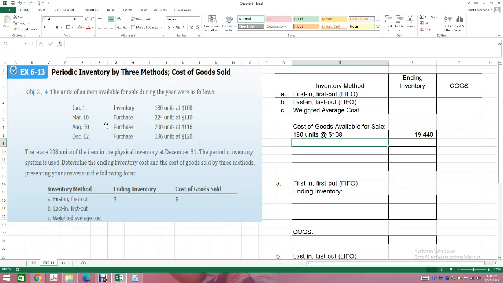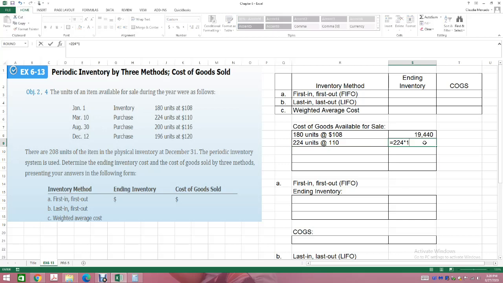We purchased 224 units at $110. Now, because I am using Excel, I can just use the calculator within here. I can calculate 224 times 110. That gives me 24,640.